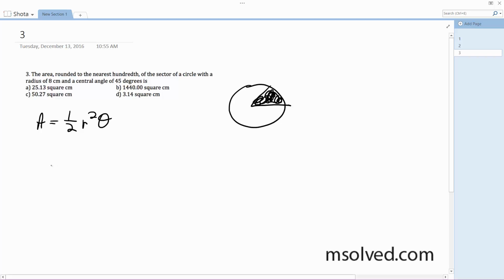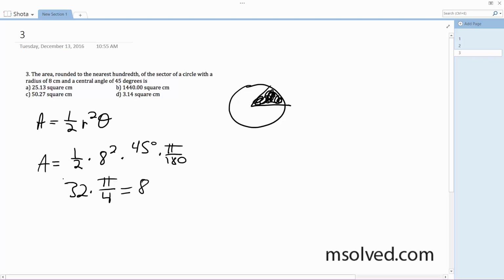And theta will be in radians, so we're going to have area is equal to 1 half times 8 squared times 45 times pi over 180. All right, so it's going to be 1 half times 64, which is 32, times 45 over 180, which is pi over 4. And what we get is 8 pi.